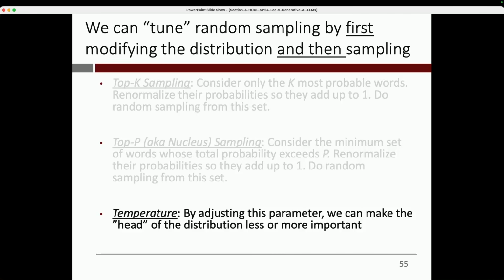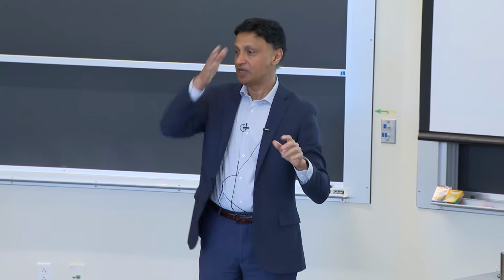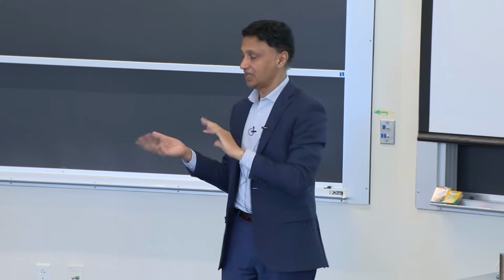The third method is called temperature. And the idea of temperature is that in top K and top P, we have to decide on a number up front, K or P, and then we just draw the line and look at the words that pass the threshold. Temperature is like a softer way to do the same thing. It's a softer way to emphasize the head more than the tail.